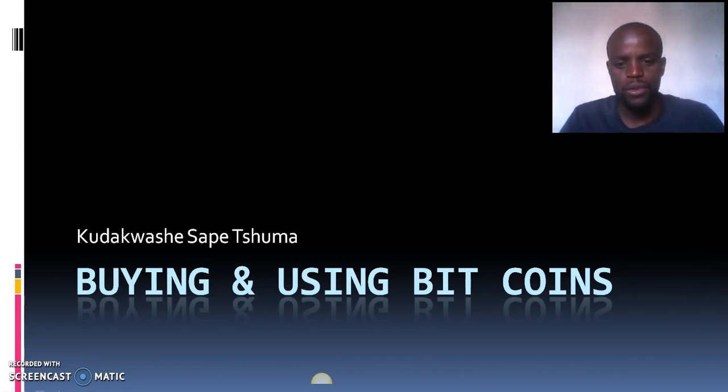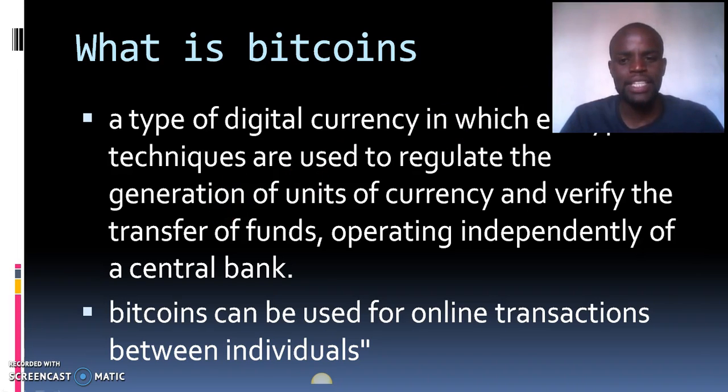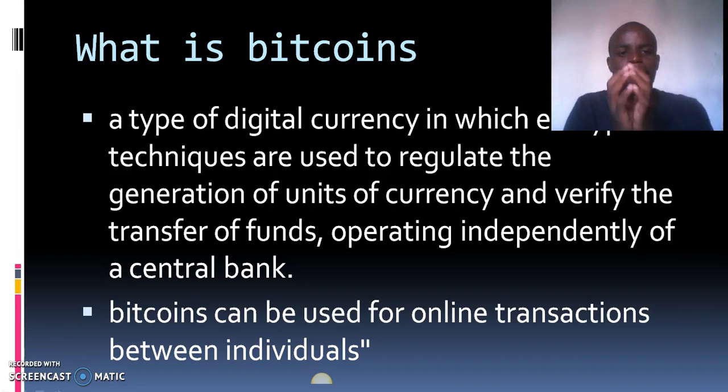So to start with, I'm going to start by explaining what Bitcoin is. Bitcoin is a digital currency in which encryption techniques are used to regulate the generation of units of currency and verify the transfer of funds, operating independently of a central bank. Bitcoins can be used for online transactions between individuals.